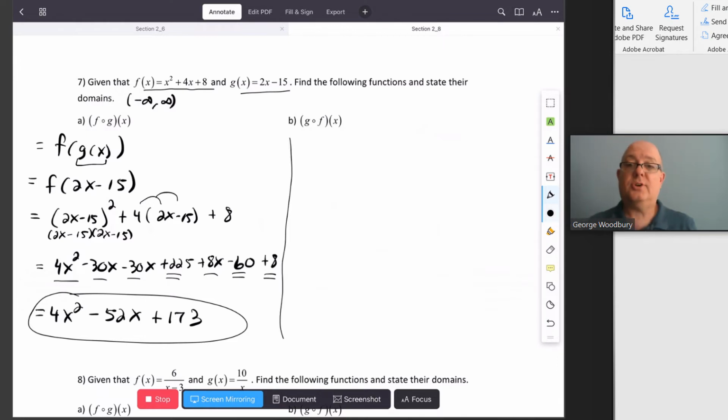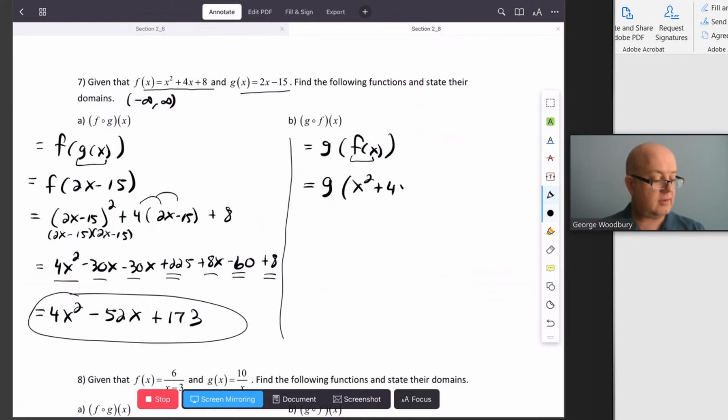That's actually the more difficult of the two. When the outer function is more complicated, the composition is more complicated. In this next example, the outer function g is just a linear function. It's going to be easier to work with. This is g of f of x. I'm going to replace f of x by its formula. G of x squared plus 4x plus 8. Write down the fill-in-the-blank form of g of x, which was 2x minus 15, so 2 times some parentheses minus 15.